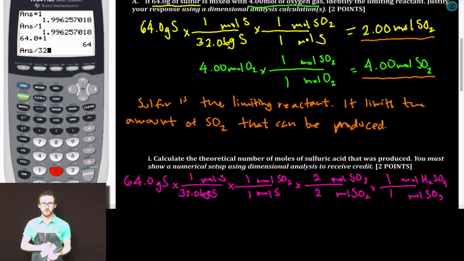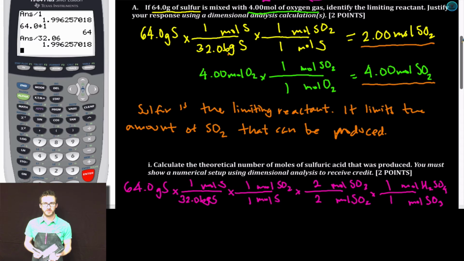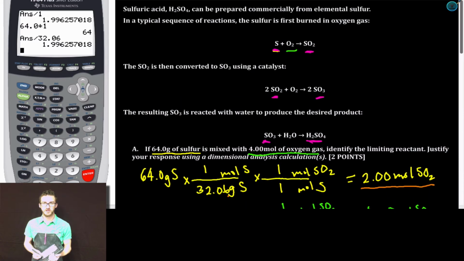64.0 times 1 answer divided by 32.06 answer. Pause, stop and think about this. My 64 grams of sulfur essentially means that I've got 2 moles of sulfur. So I'm starting with 2 moles of sulfur that's going to completely react in excess oxygen.